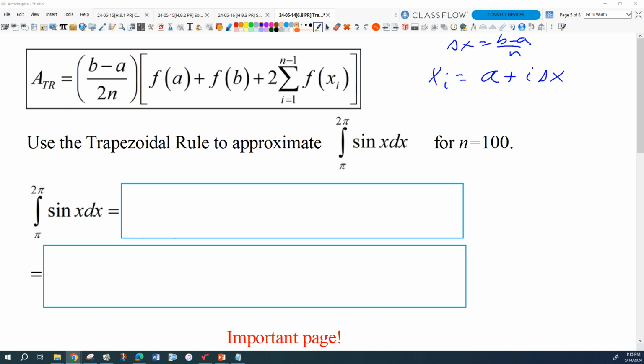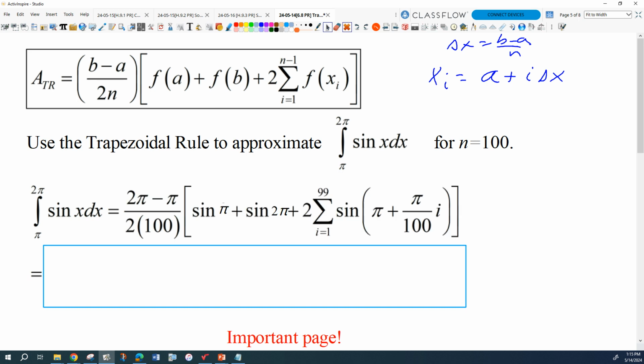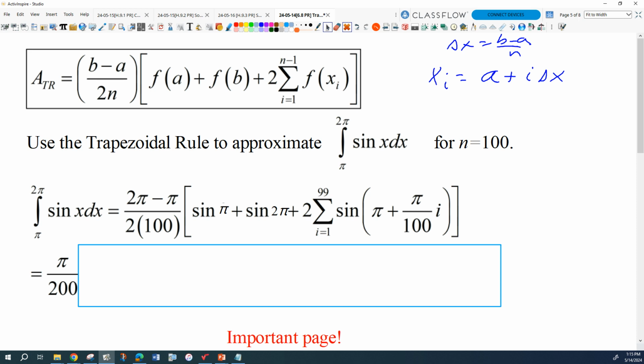USA. Okay, so everybody did this, right? You got that (b minus a) over 2n, and we want to simplify this. 2 pi minus pi is pi, so you're going to get just pi over 200 out front. What about inside? Well, x sub i is a plus i delta x, so if we plug in values, that's pi plus i times what? Delta x is (2 pi minus pi) over n, but 2 pi minus pi is just pi, right?